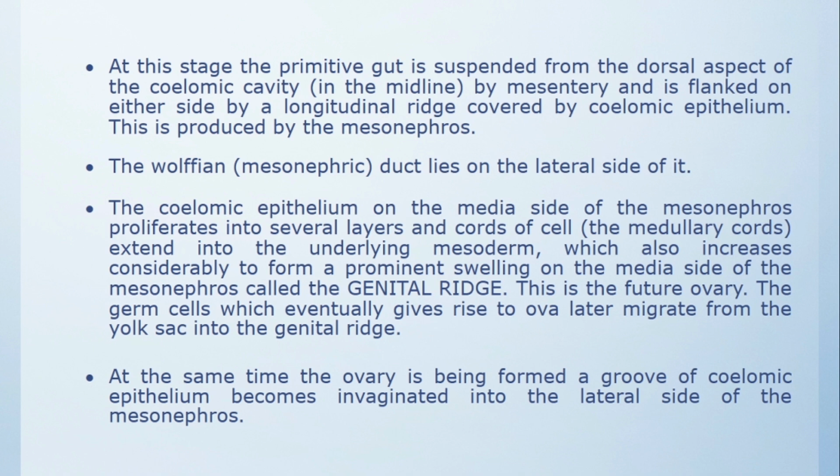The coelomic epithelium on the medial side of the mesonephros proliferates into several layers and cores of cells, which extend into the underlying mesoderm, which also increases considerably to form a prominent swelling on the medial side of the mesonephros called the genital ridge. That genital ridge is the site of the ovary.